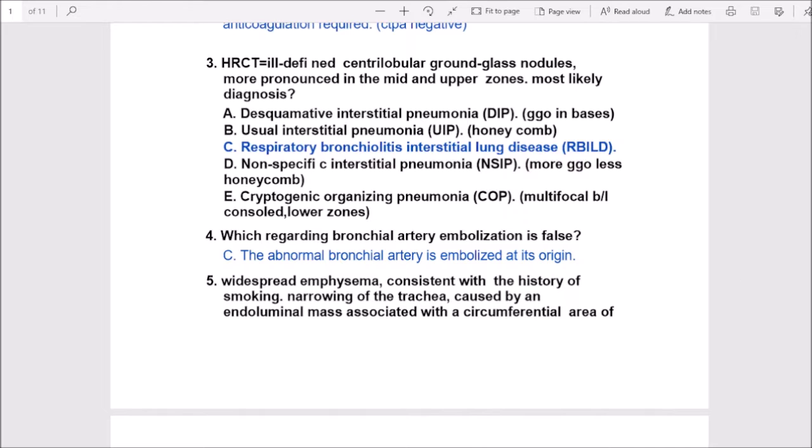Question number 4, which is false regarding bronchial artery embolization? The abnormal bronchial artery is embolized at its origin. That is false regarding bronchial artery embolization.